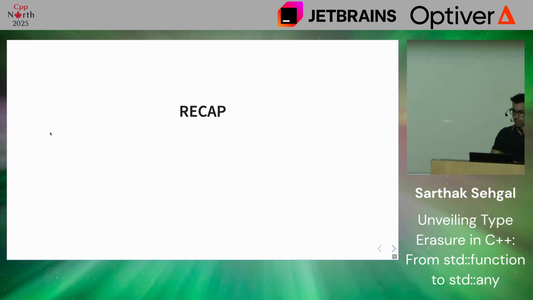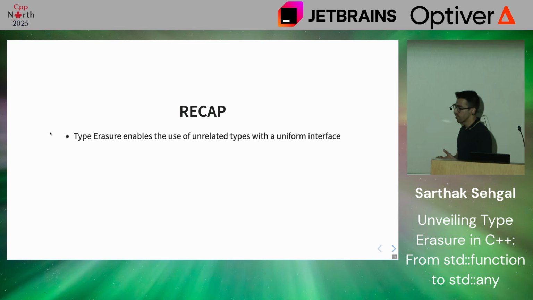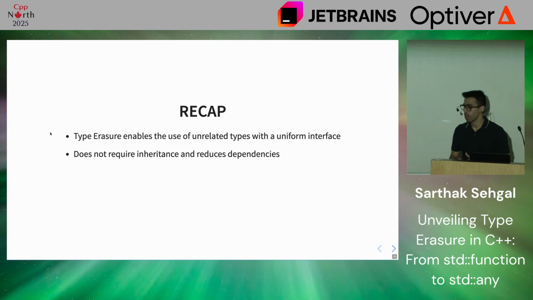So to recap, type erasure enables the use of unrelated types with a uniform interface. These types do not have to be bound by an inheritance hierarchy. As a result of this, it reduces dependencies. So you can have completely unrelated types from third-party libraries, your own application. As long as these have a common uniform interface, you can use type erasure to store them and pass them around.